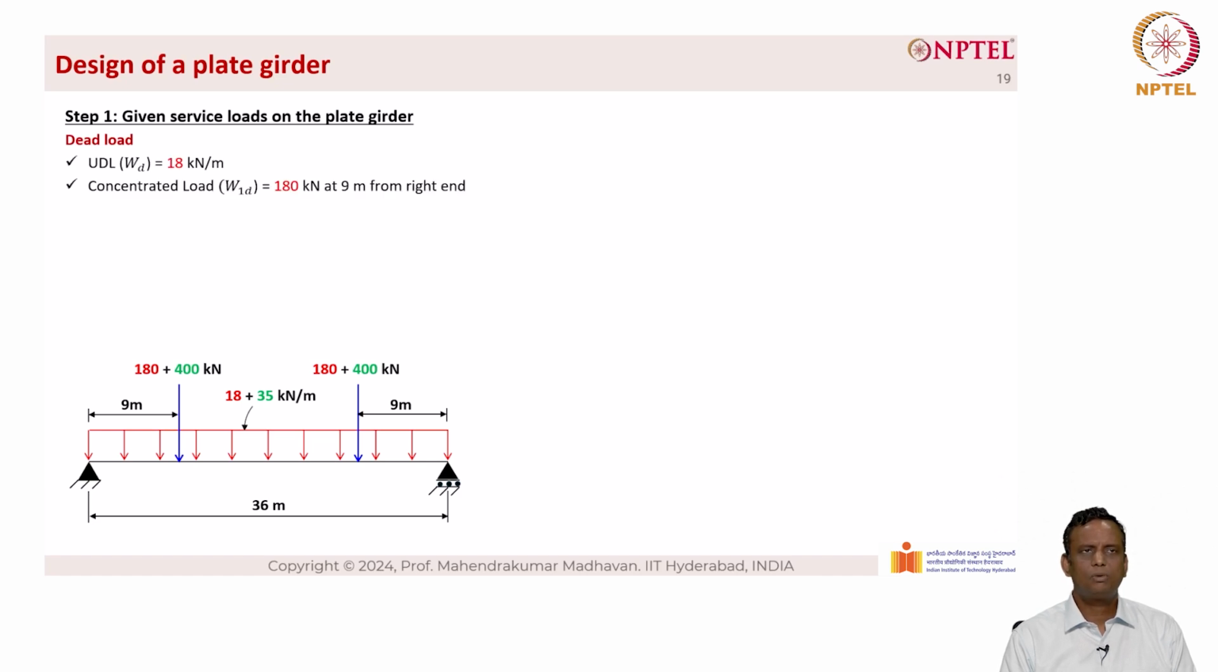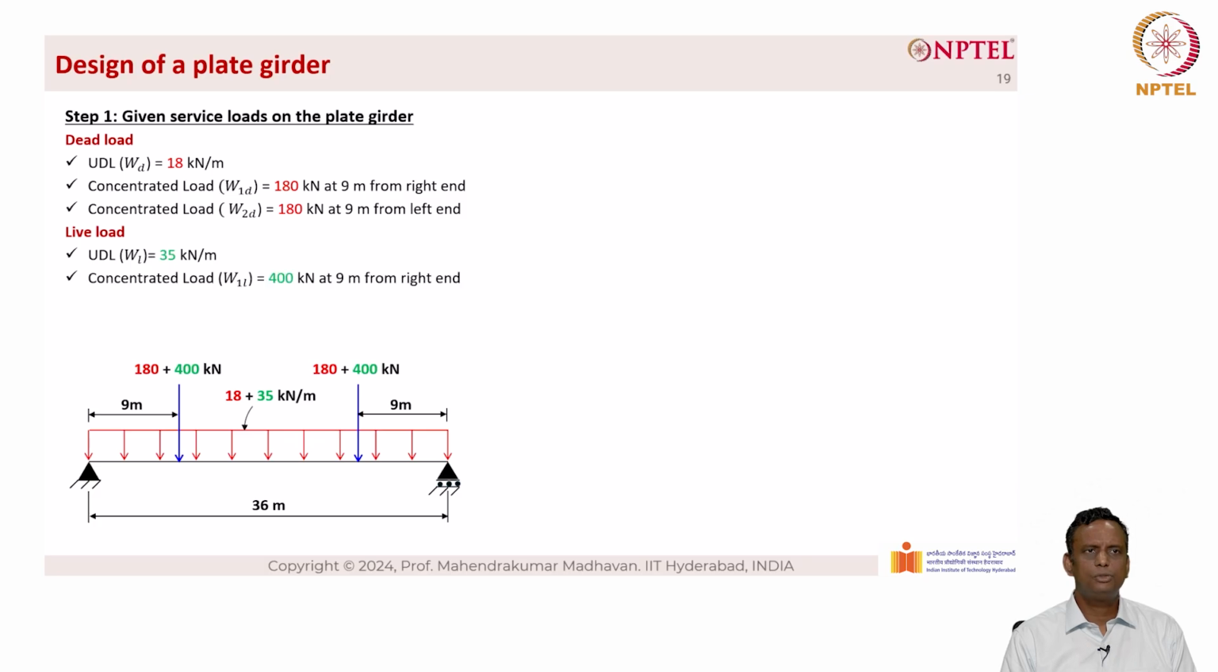So the dead load calculation is UDL equal to 18 kilonewton per meter. The concentrated load W1D is equal to 180 kilonewton at 9 meters from the right end, and the concentrated load W2D is equal to 180 kilonewton at 9 meters from the left end. The live load is given as UDL equal to 35 kilonewton per meter. The concentrated load W1L is equal to 400 kilonewton at 9 meters from the right end. Concentrated load W2L is equal to 400 kilonewton at 9 meters from the left end.